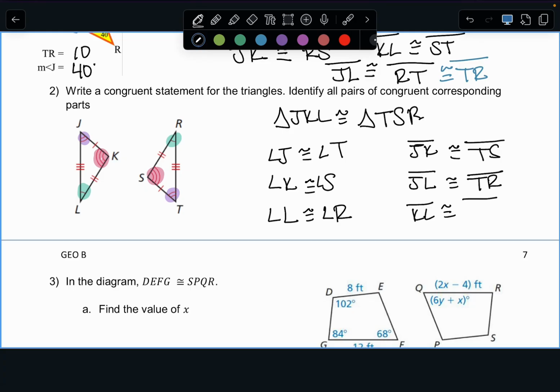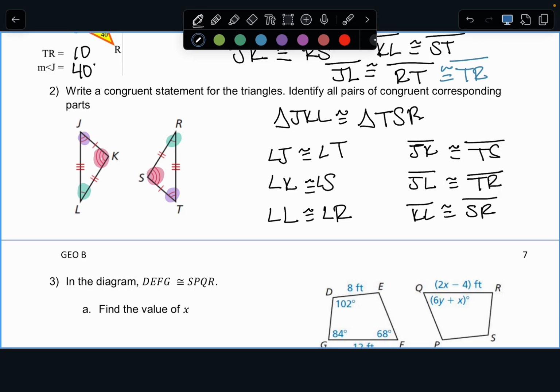Last one. KL. Go ahead. RS, my bad. Wait, SR. SR. Okay. Notice how the order matters. S should be in the same spot as K everywhere. R should be in the same spot as L everywhere in all 7 things.